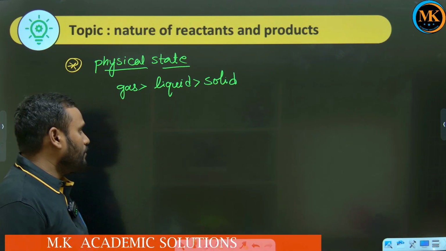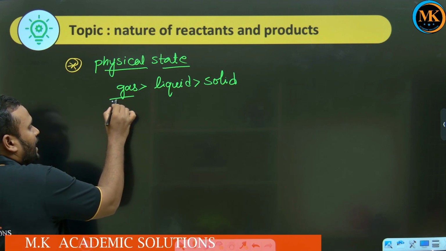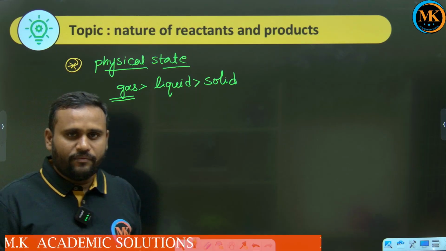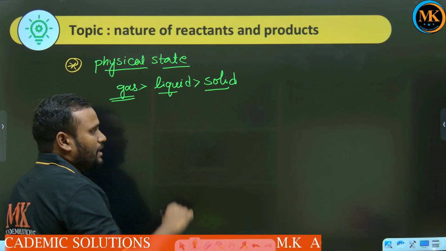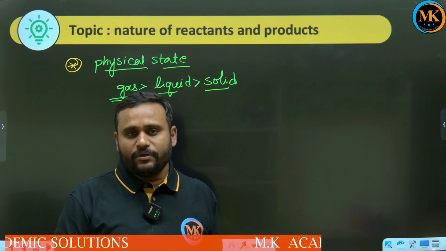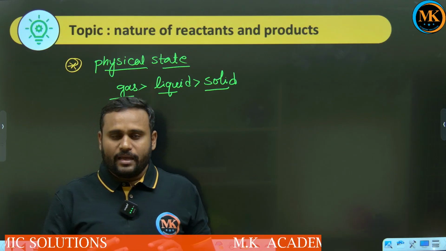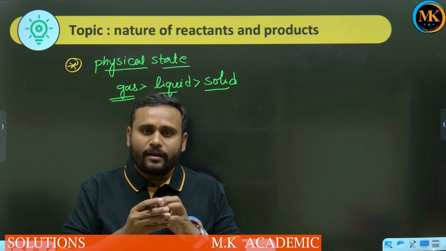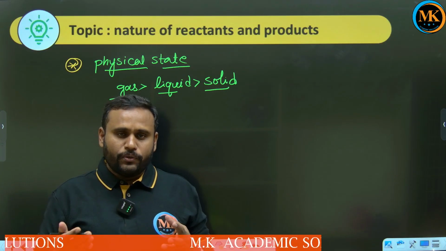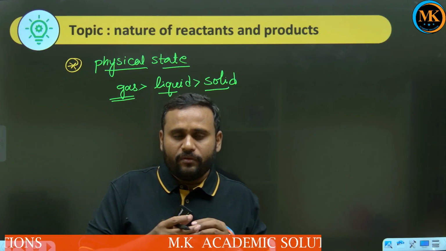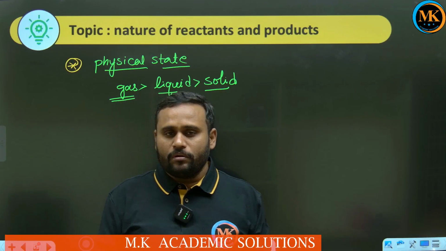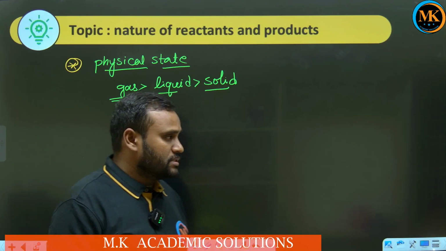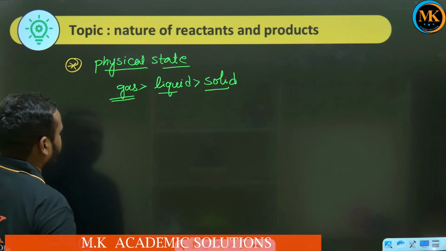Why are gas reactions very fast when compared to liquids and solids? In gases, the molecules have higher kinetic energy. Due to higher kinetic energy, they collide with each other and there is a higher probability of more effective collisions in the case of gases. That is the reason.